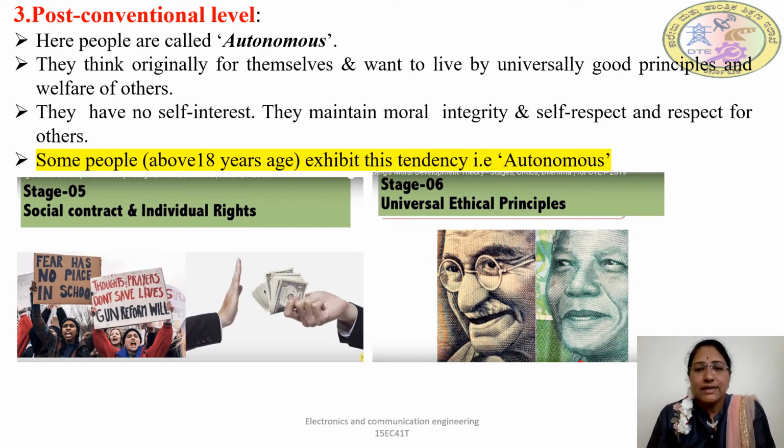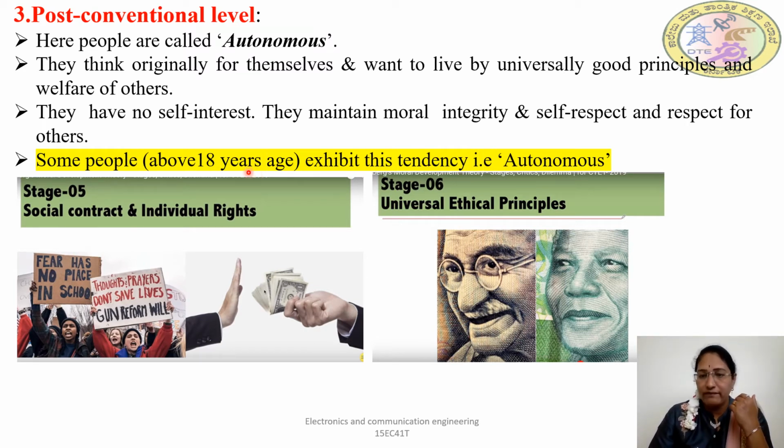Okay, the third level is the post conventional level. In this also there are 2 stages. That is stage 5, social contract and individual rights, and stage 6, universal ethical principle. So I'll explain this here. Here people are called autonomous. In this stage the people are at the age above 18 years, or above 20 years, so they will have a certain maturity level, and at this age the thinking will be different.